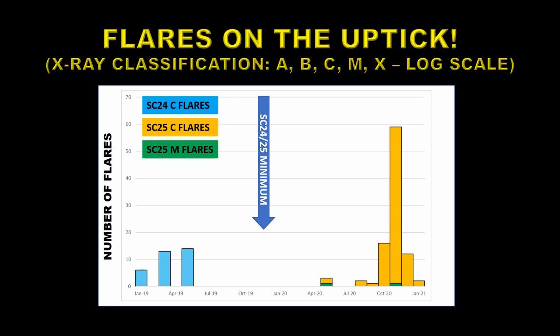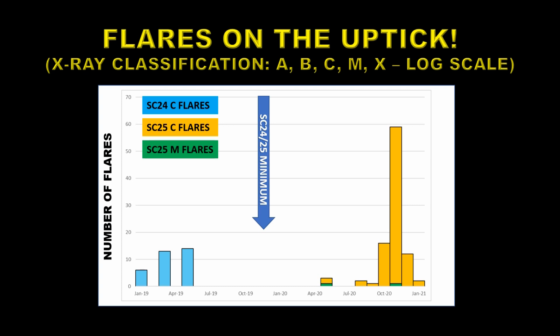And again, the increase in the rate of the number of flares has been quite remarkable. Now, what are these C and M flares and so on? And I mentioned X flares earlier. Well, they're an X-ray classification of flare intensity. It goes A, B, C, M, X, don't ask why.